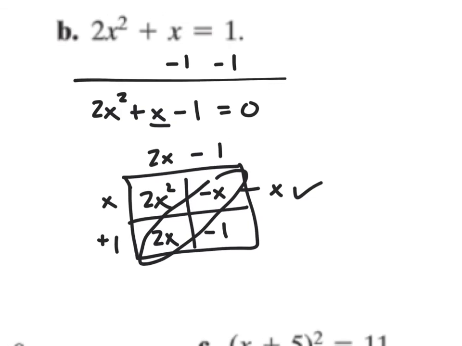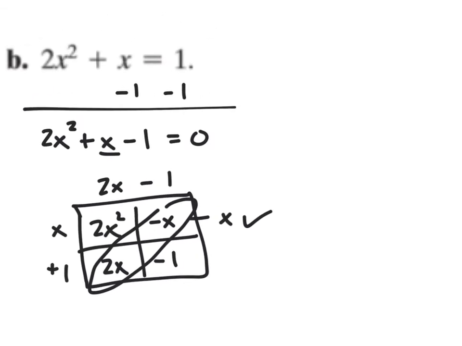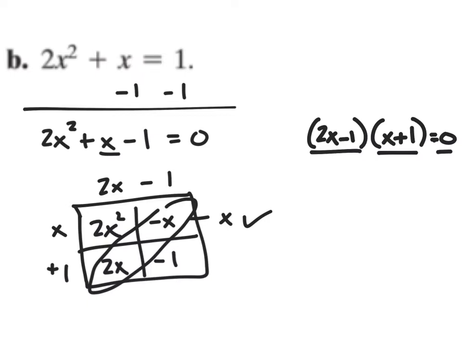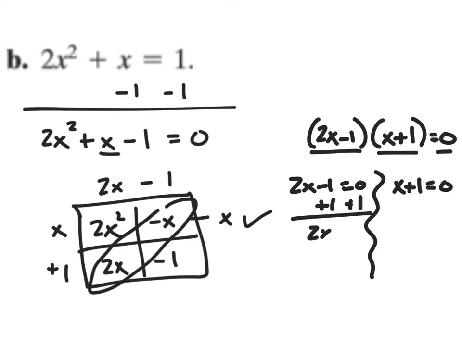So at this point, what I've done is I've factored this, and I'm going to write it out like this. I'm going to do 2x minus 1 and x plus 1 and set that equal to 0. Then, just like in the other one, I take each of my factors and set them equal to 0. So I'm going to take 2x minus 1, set it equal to 0. And then I'm going to take x plus 1 and set that equal to 0. So I'm going to add 1 to both sides here. So I have 2x is equal to 1, divide by 2, divide by 2. So I get that x is equal to 1/2. Here I'm going to subtract 1 from both sides. And so I get that x is equal to negative 1.